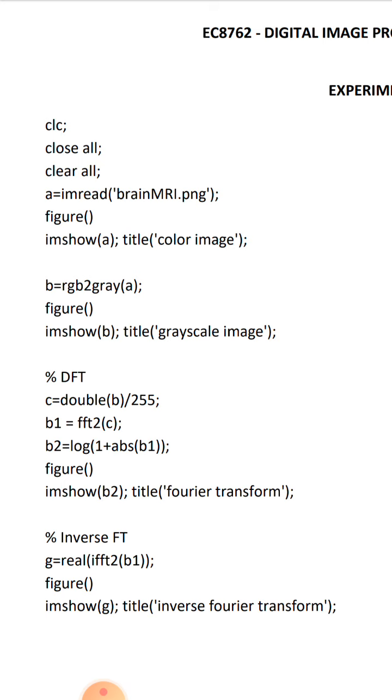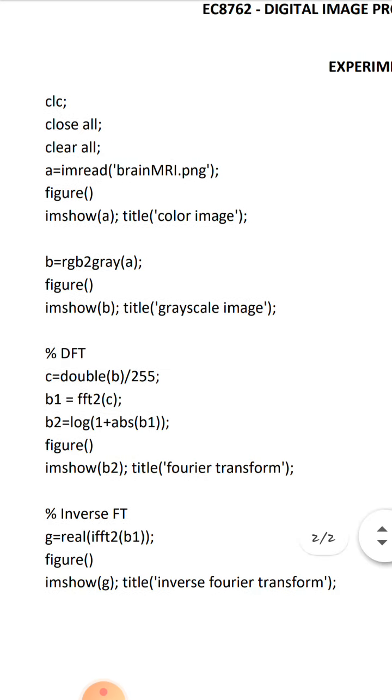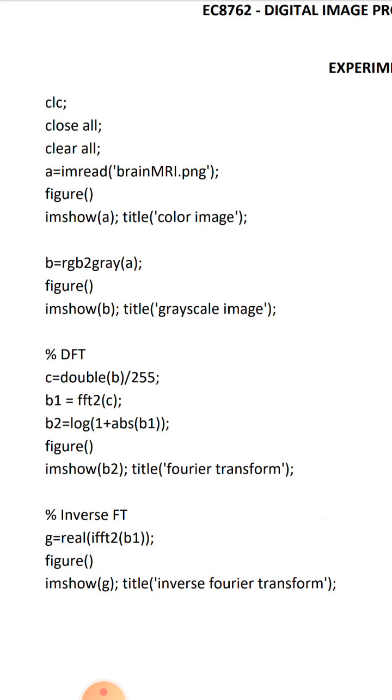So here you are assigning a variable c equal to double of b divided by 255. So you are converting the grayscale image to double format and then dividing it by 255, and FFT2 is the inbuilt command to run two-dimensional Fourier transform. So b1 is equal to FFT2 of c, and then now we are taking the log of it, 1 plus absolute of b1. So absolute, it will take only the real values.